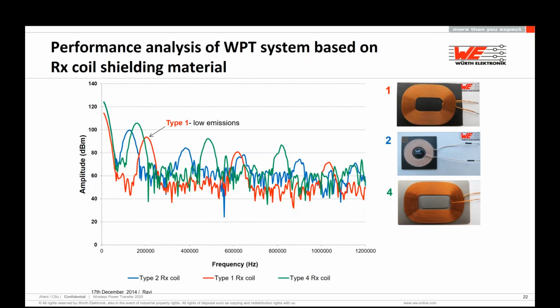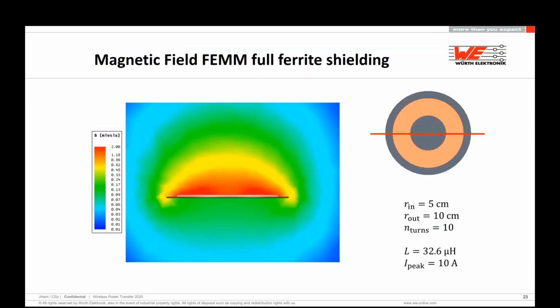But the next thing is, we had a lot of questions about choosing a material with a different thickness, or as a plate over the whole area, or more or less. In this case, we will have a look at different kinds of shapes of the ferrite shielding material on the backside of the coil. As an ideal coil, we can see here a round-shaped coil with an outer diameter of 10 centimeter, 10 turns, and an inductance of 32 microhenry.